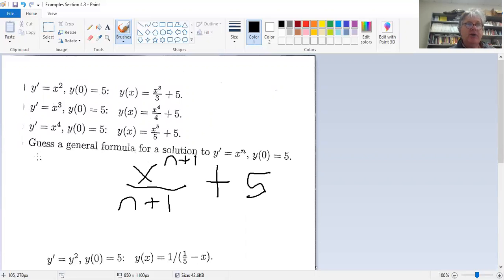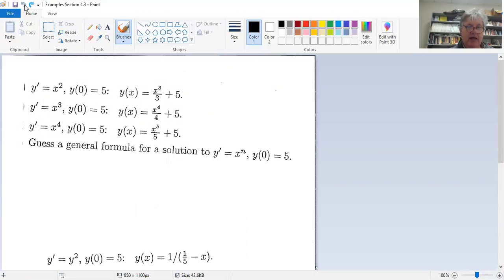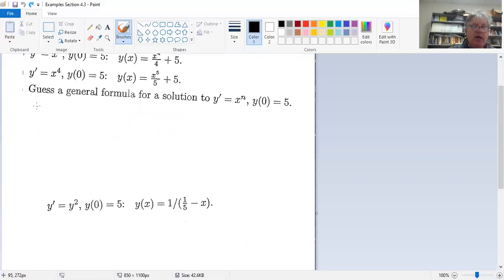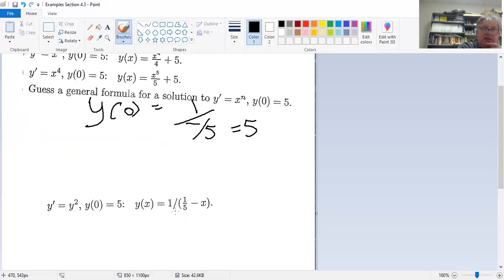Okay, so let's try a little harder one. y prime equals y squared, y naught equals 5. Okay, and I claim the answer is 1 divided by (1/5 minus x). So let's just first check that y of 0 works. y of 0 equals 1 divided by 1/5, and that is indeed 5. So that works. Next, we've got to show that the derivative of that is equal to y squared.